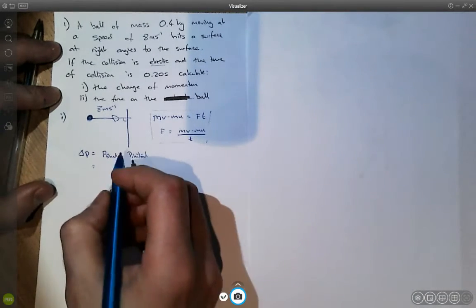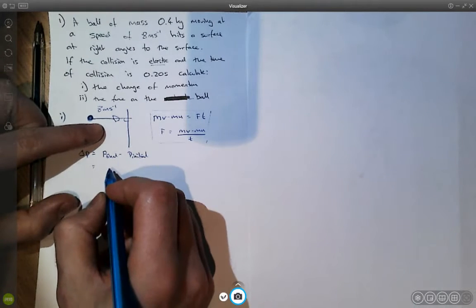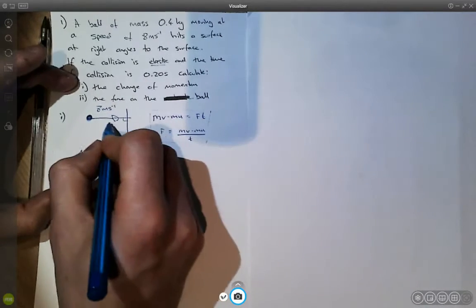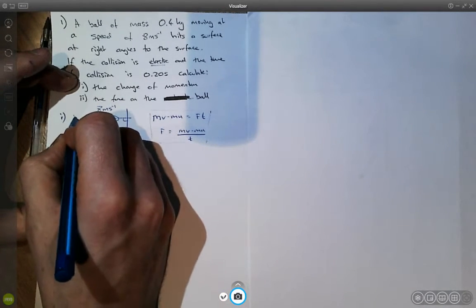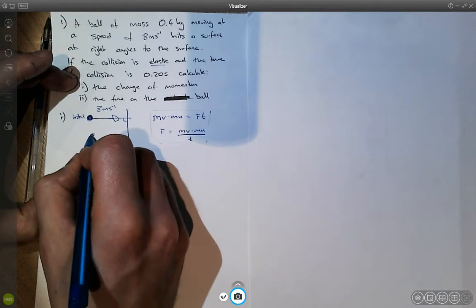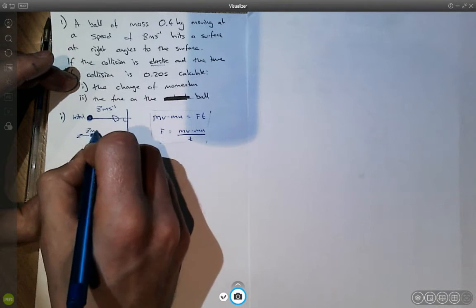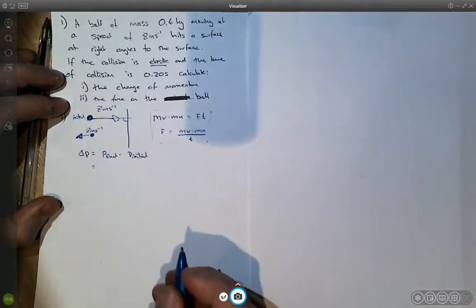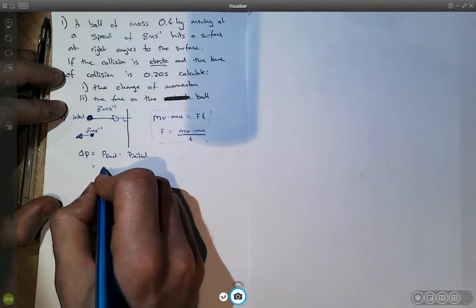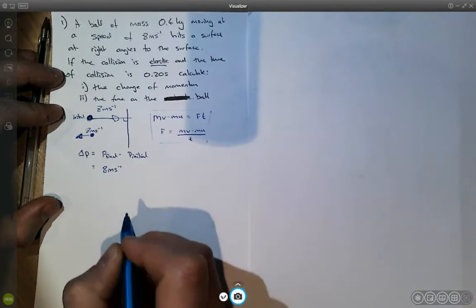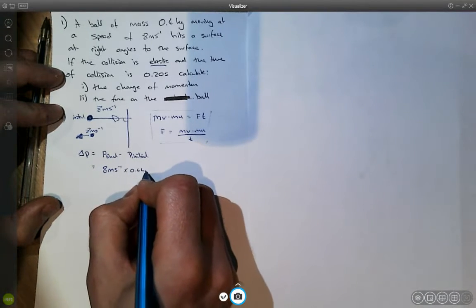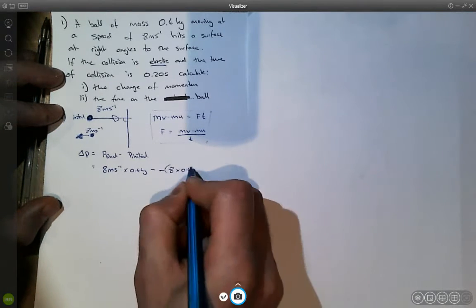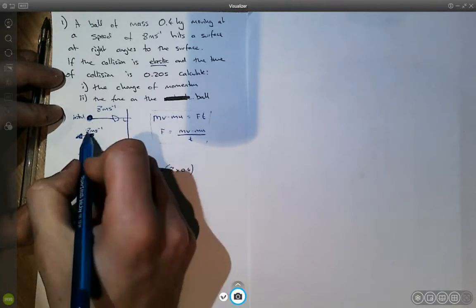So the final momentum is going to be to the left. So this is the initial, and the final is going to be this. So we know it's rebounding at the same speed because it's elastic. So we're going to be doing 8 meters per second times by 0.4 kilograms minus 8 times by 0.4, because one of these is positive.